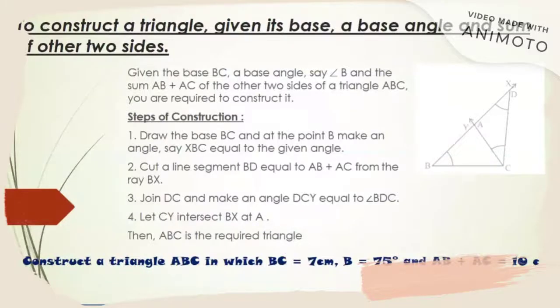Repeat it with you. So as the process says, first of all we have to construct the base of the given triangle. Base of the given triangle means the individual side which is given. Then one base angle will also be given. So you will construct your base angle. Then on that angle you are supposed to cut the given sum, which is 10 in this question I have taken.